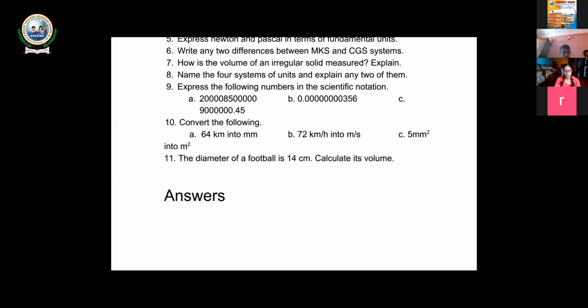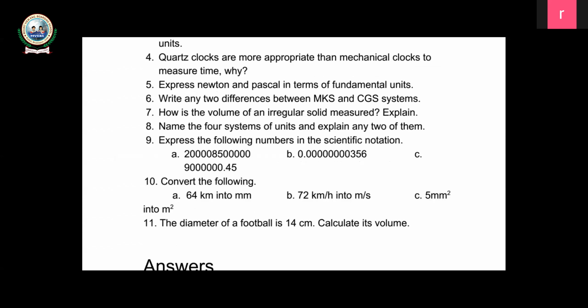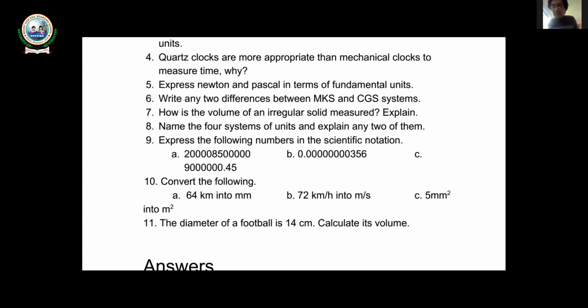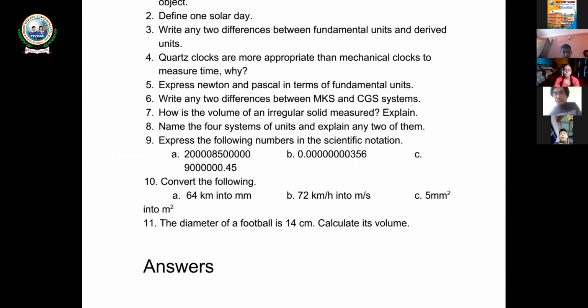Let me start sharing the screen. Please just wait a minute. The question is like this. Yes, you can see. Up to number 8 of class 9, we do not have any problem now. We know the answers of the questions up to number 8, and you even know how to express big and small numbers in power of 10.